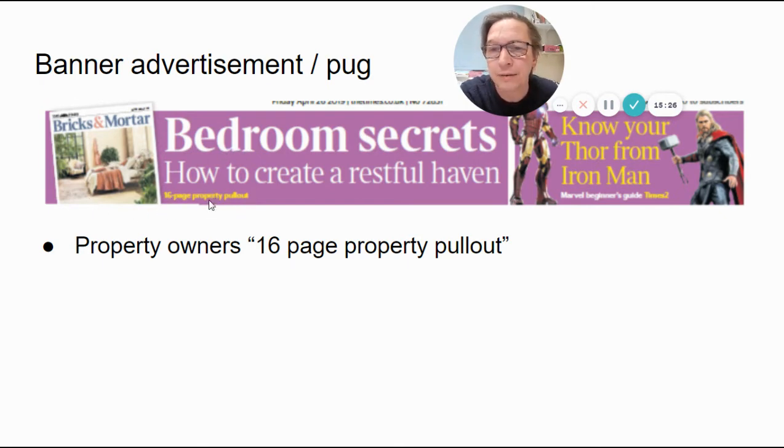16-page property pullout. Now, this is only going to be interesting to people who own property and have the option and the wealth to be able to make rooms that look like the one demonstrated on the front cover here. So, if you're renting a bedsit in the inner city suburbs, you're unlikely to be interested in reading about how to create a restful haven and remodel your bedroom, because you can't. So this is aimed at very affluent, aspirational people who've got a fair bit of cash, like to live well and perhaps want to improve their property even more.